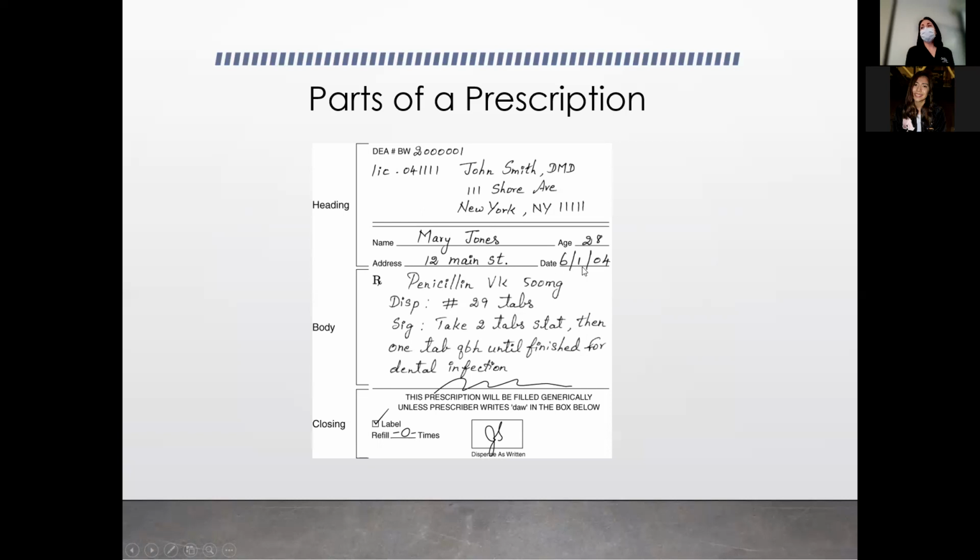Your patient's name and address and age, the date of the prescription. Then there's the body here, which is the medication, how many you're dispensing. SIG is sort of your written out instructions. This is like take 2 grams by mouth 1 hour before procedure. That's your SIG. And then you have whether there are any refills, and then you're going to dispense as written or give permission for generic, so an alternative.